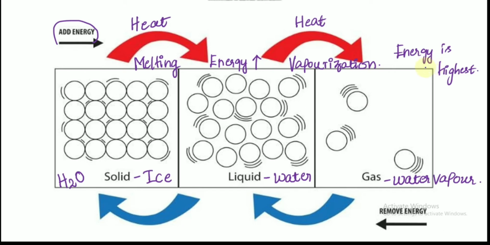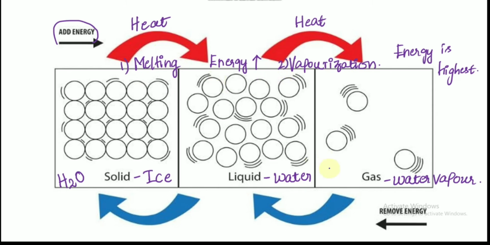Now as you can see in this transformation, there is no change in the chemical composition of the substance, only the physical state is changing. The state of matter has changed: solid to liquid, liquid to gas. In all three cases it is H2O only. So when I'm adding energy, the first process is melting and the second one is vaporization.